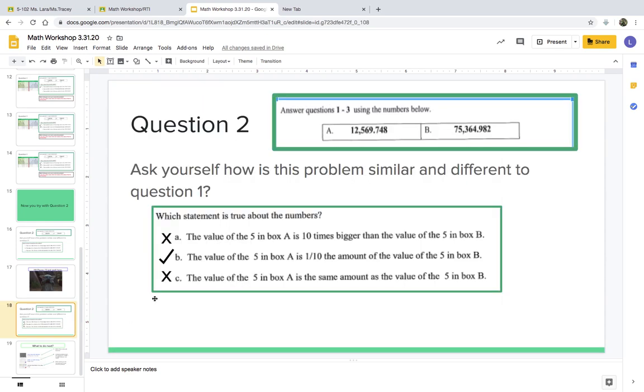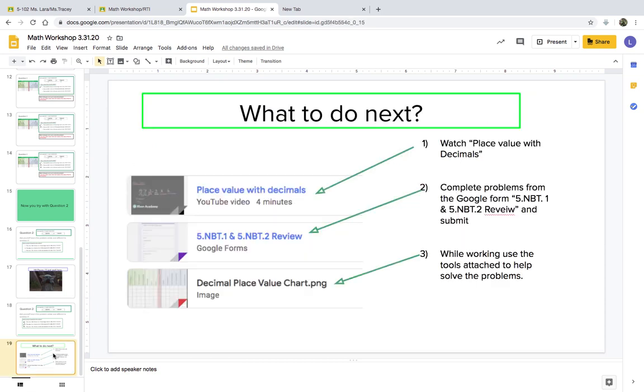Hey, did you get B? Hot stuff over there. Good job, guys. You're absolutely right. It was B, right? They tried to fool you, but you knew that the 5 in box A was 1/10 the amount of the value of the 5 in B. Awesome. So what are you going to do next?